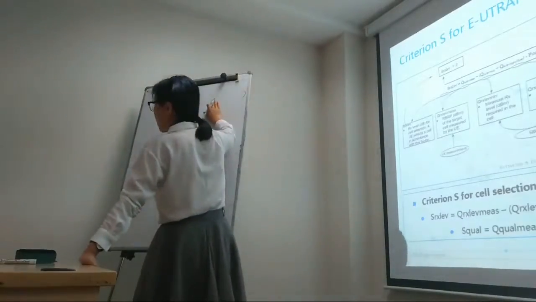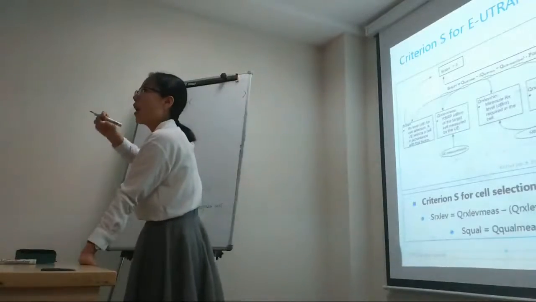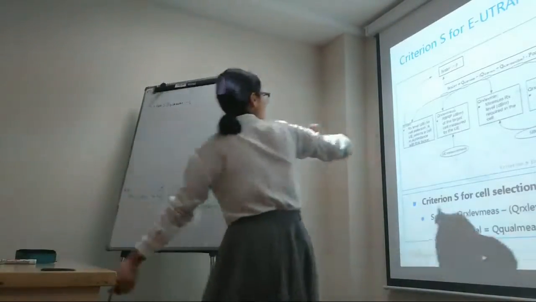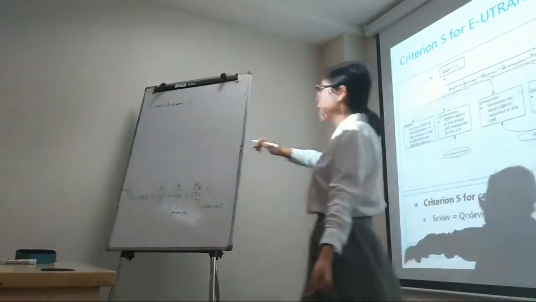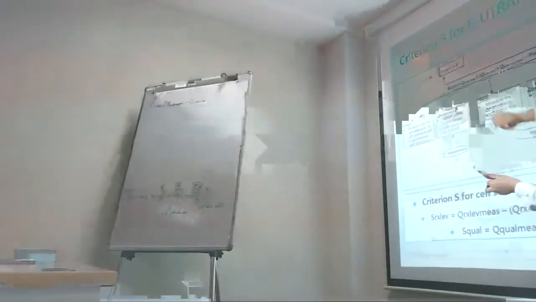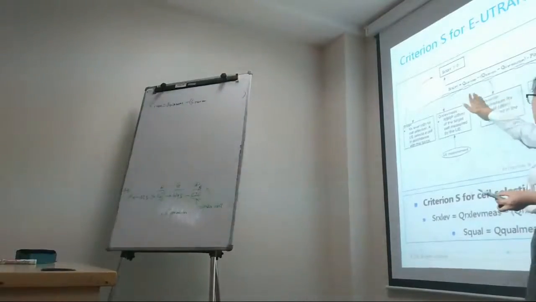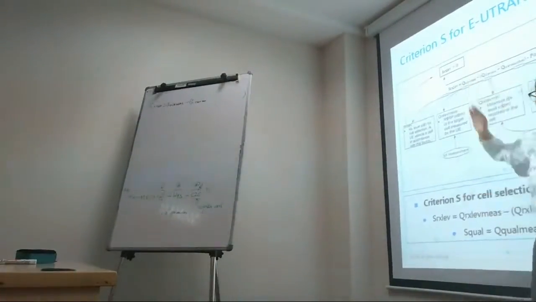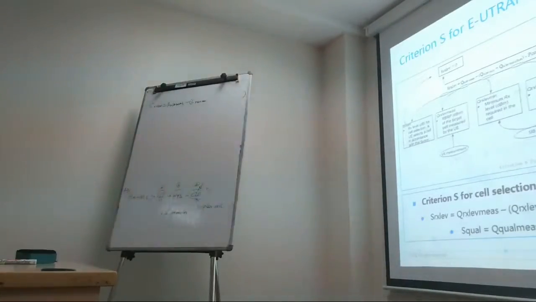So how to define this threshold? At least we need to make a threshold for SRP. This value is the minimum received SRP. If we don't set others, it's okay. We just consider the measured and the minimum. If the measured is greater than the minimum, okay, I can select it.